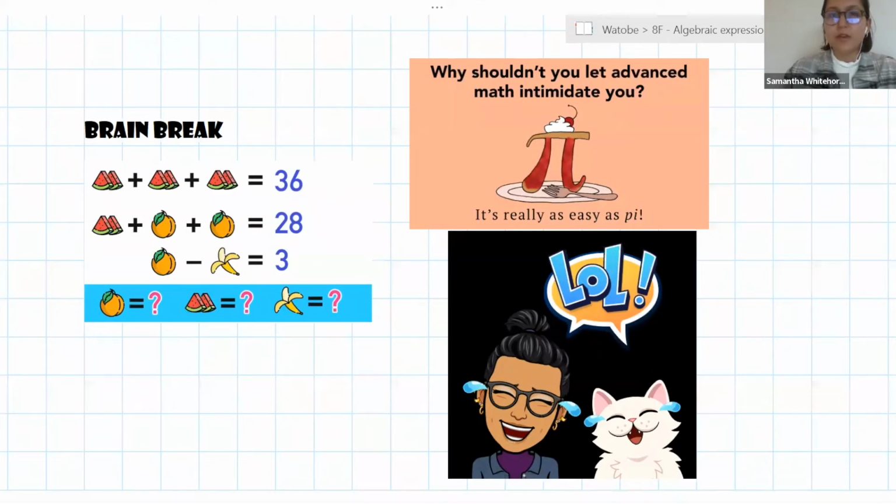I always have a little math joke, and you can laugh at it or not. My brain breaks are sometimes a little bit different. This one today, I'm asking you what the orange is, what the watermelon is, and what the pineapple is. When I say what it is, I mean what number, what value is it? So get up, stretch, move your body, get the blood flowing, and then you can try your brain break, and then we'll carry on with our equations.